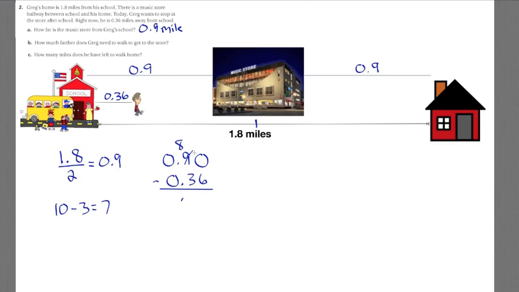So that becomes an 8. 10 minus 6 is 4. 8 minus 3 is 5. And of course 0 minus 0 is 0. So there's my answer. How much farther does Greg have to walk to get to the store? He has to walk 54/100 of a mile. Okay.